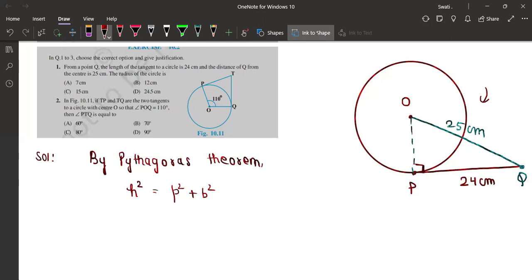OP. But OP is the perpendicular, Manya, right? OP is the perpendicular, the straight line. The 90 degree is always the perpendicular, right? So don't you think OQ is the hypotenuse? Yes. So OQ square is equal to perpendicular. What is perpendicular? Of course, OP, which is nothing but your radius only, plus base square. Of course, base is PQ. Now tell me, what is OQ given?